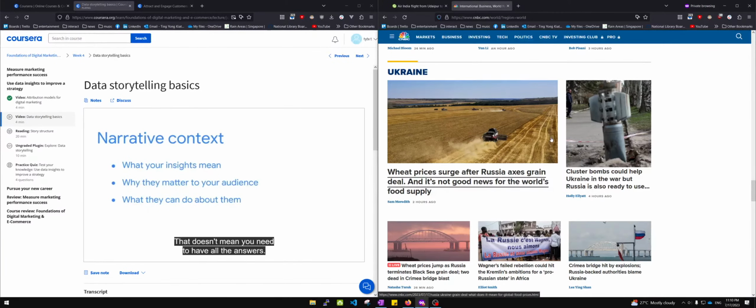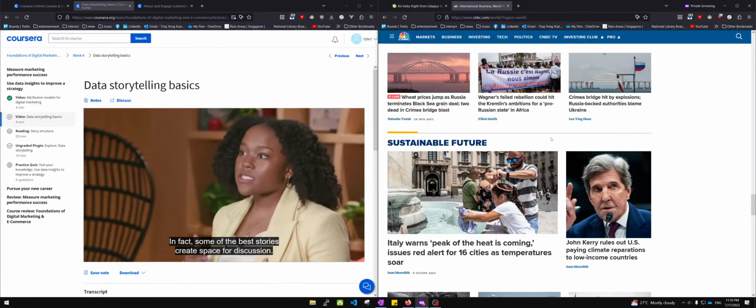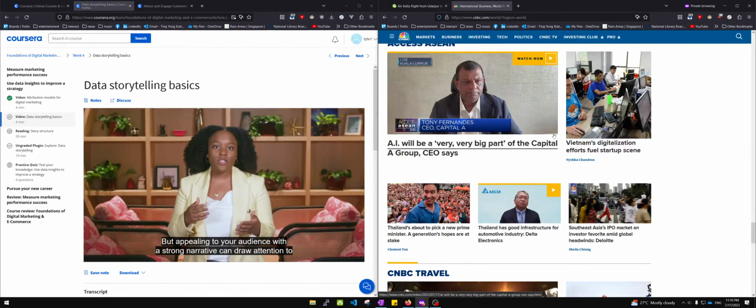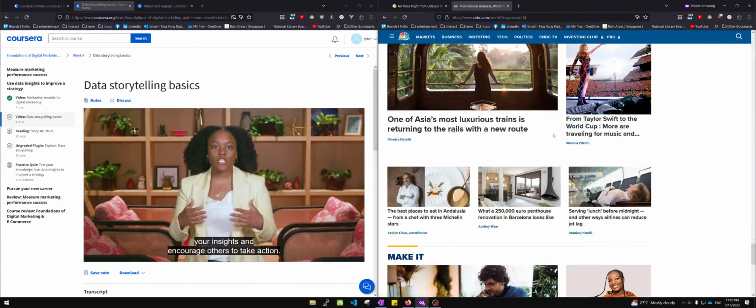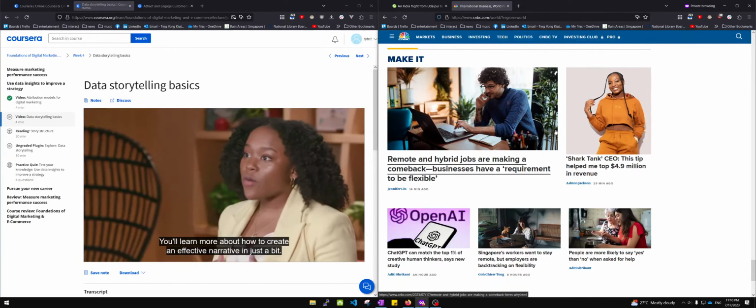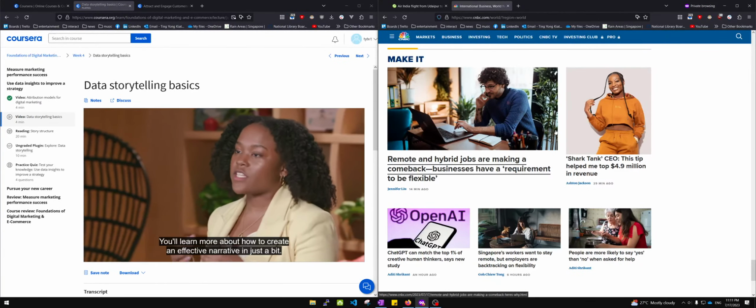That doesn't mean you need to have all the answers. In fact, some of the best stories create space for discussion. But appealing to your audience with a strong narrative can draw attention to your insights and encourage others to take action. You'll learn more about how to create an effective narrative in just a bit.